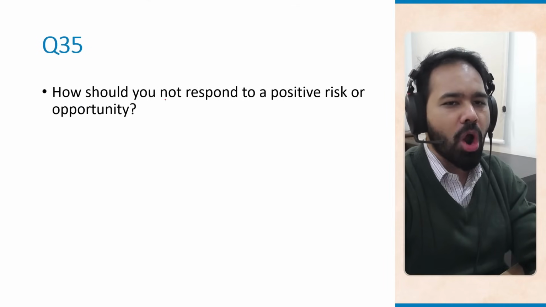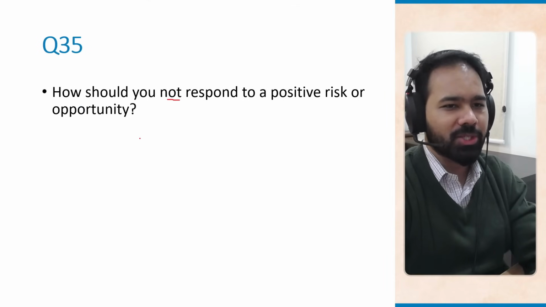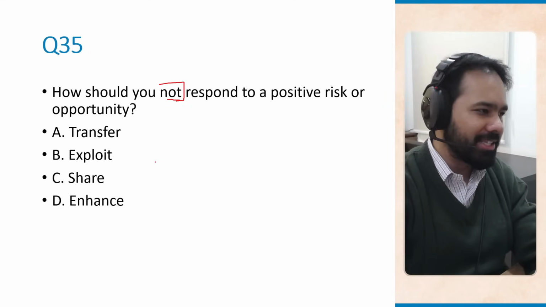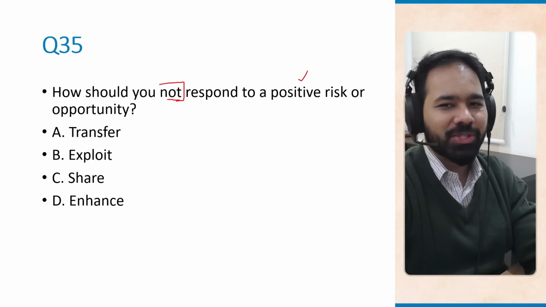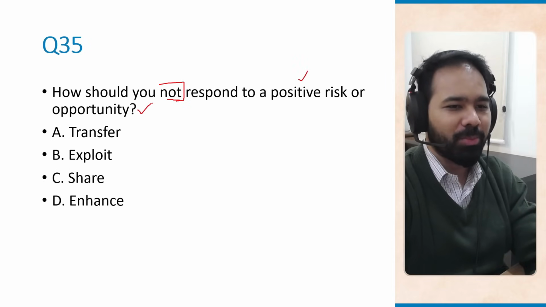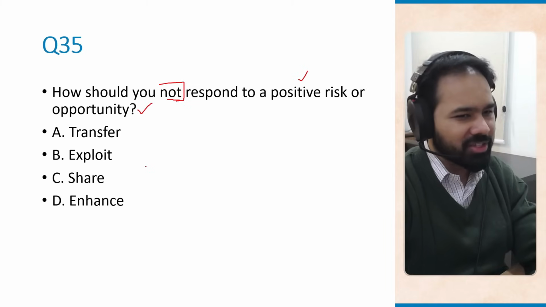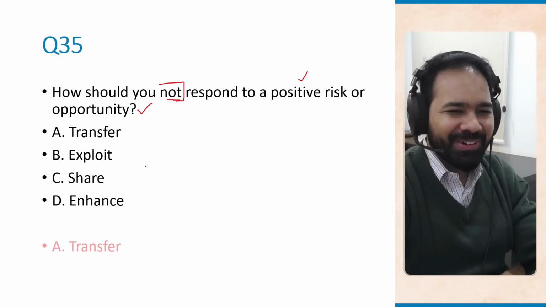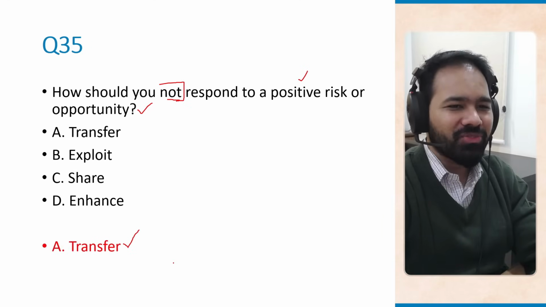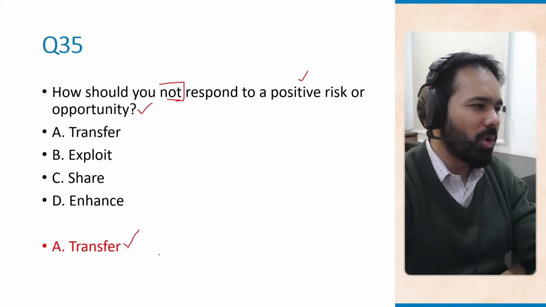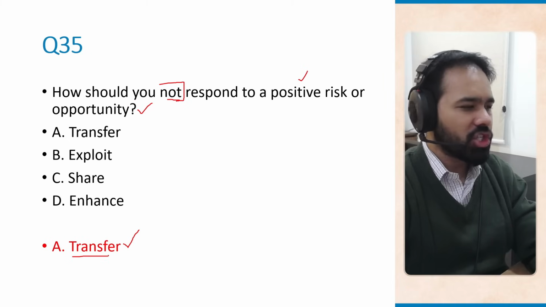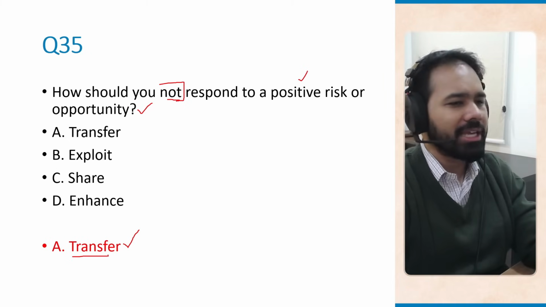How should you not respond to a positive risk or opportunity? Transfer, exploit, share, enhance. Now, if you have a positive risk or if you have an opportunity in your project, are you going to really transfer this to some third party, some insurance company provider? Not at all, right? You will never transfer a positive risk or an opportunity. This is done only for negative risks or threats by shifting the impact to a third party like insurance or warranties.